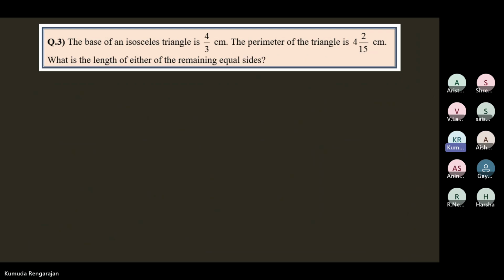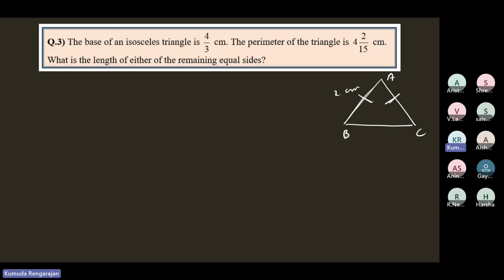The base of an isosceles triangle is 4 by 3 centimeters. The perimeter of the triangle is 2 by 15 centimeters. What is the length of either of the remaining equal sides? So it's given to be an isosceles triangle. So two sides are equal. Let's name the triangle ABC. Let's assume that these two are the equal sides.